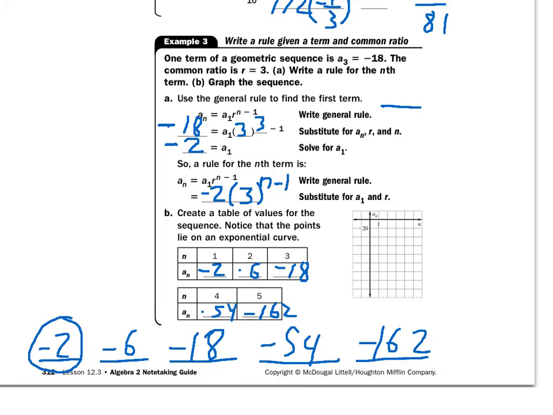If I go 1, negative 2, I got a little dot up here. If I go 2, negative 6, I got a little dot up here. I go 3, negative 18, a little dot up here. I go 4, negative 54, go here. And all the way down to 162 is down here somewhere. Remember, connect the dots or don't connect the dots. Don't connect the dots. Okay, you guys do the checkpoint on the next page.